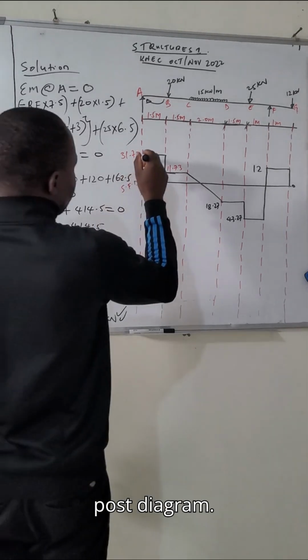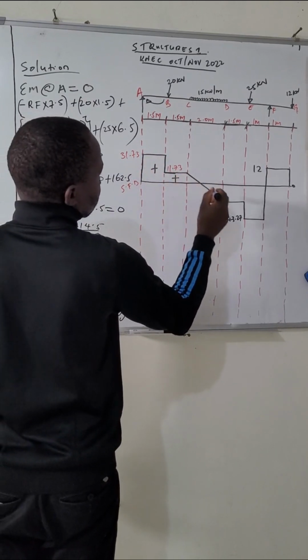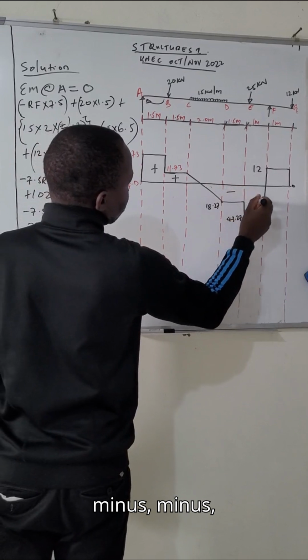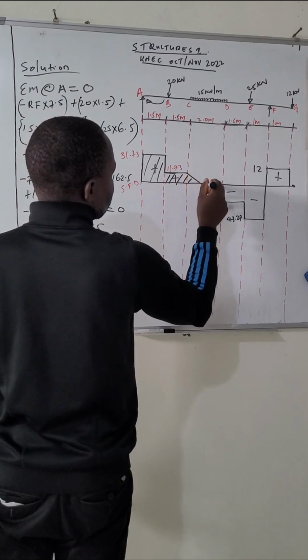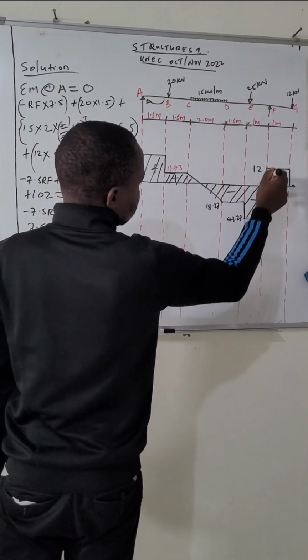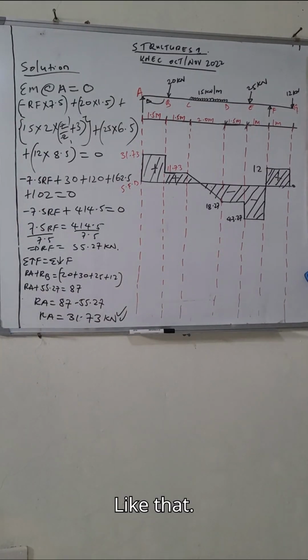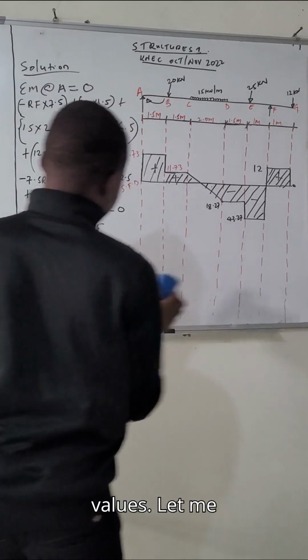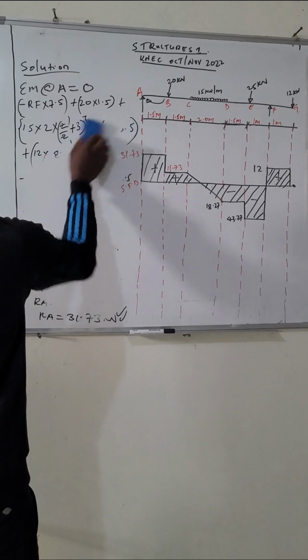This is now your shear force diagram. So this is plus, plus, minus, minus, plus. Then the next thing is to calculate the bending moment values. Let me create a space for the bending moment values.